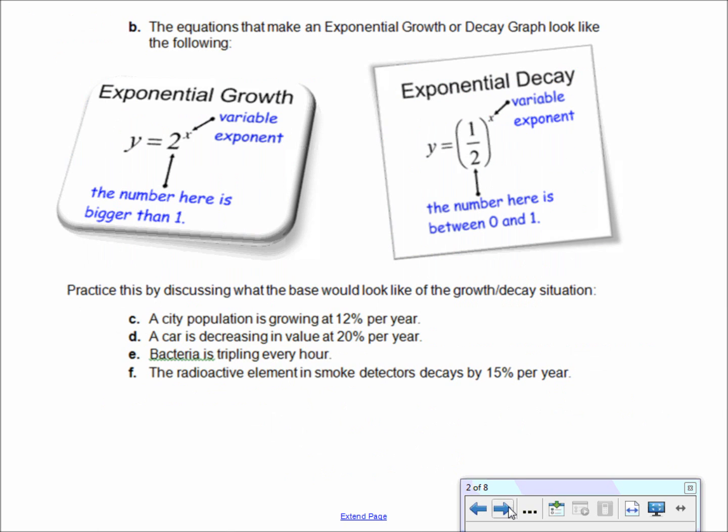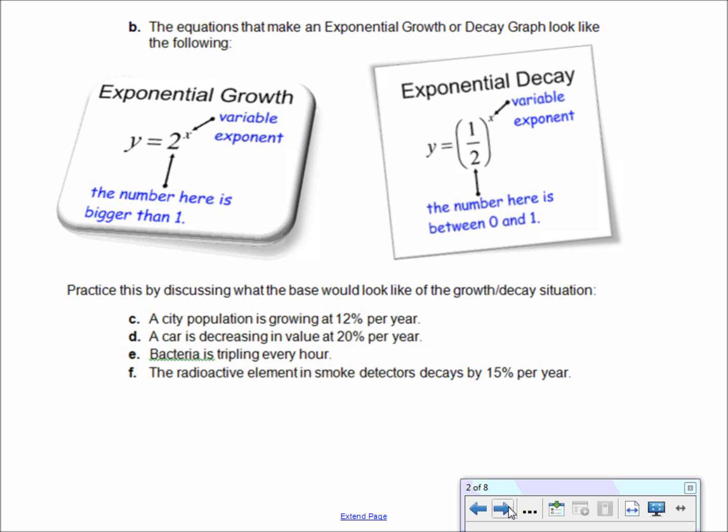Okay, so the equation that makes an exponential growth or decay looks like this. So exponential growth is y equals 2 to the exponent x. X is the variable exponent, okay? So we're actually going to be plugging in different numbers for the exponent in this case. And 2, the number here, is bigger than 1, okay? So it's bigger than 1 because it's growing. Okay, exponential decay, it's y equals 1/2 to the exponent x. X again is your variable, and the number here is going to be between 0 and 1.